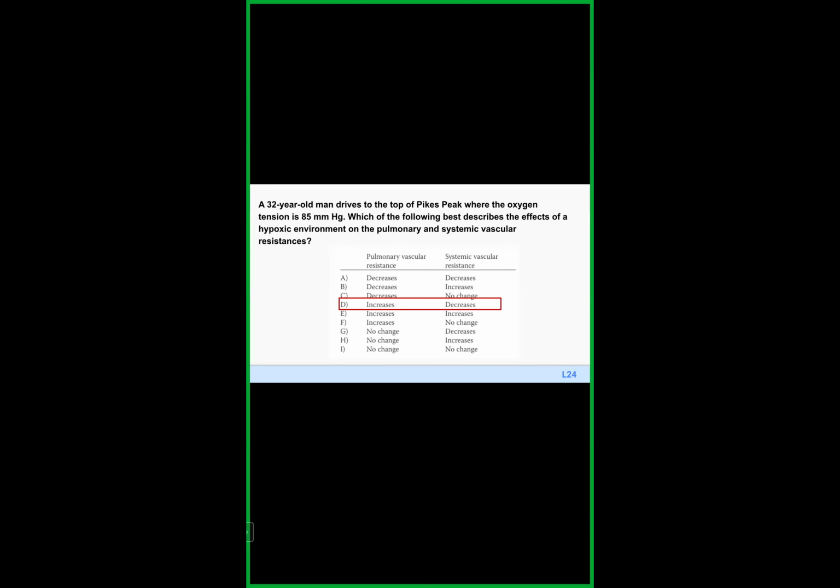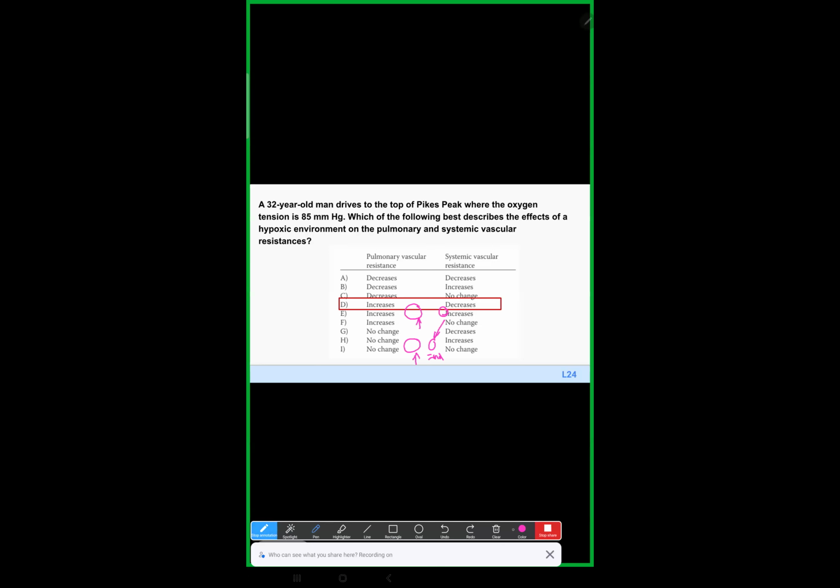So with that logic, if the lungs are in a hypoxic environment and there is less oxygen in the lungs, then naturally there would be constriction of the vessels, and constriction would lead to an increase in resistance. So the pulmonary vascular resistance would increase. And with that, we can take out this option, this option, this option, and these. So we're in between three options, D, E, and F.